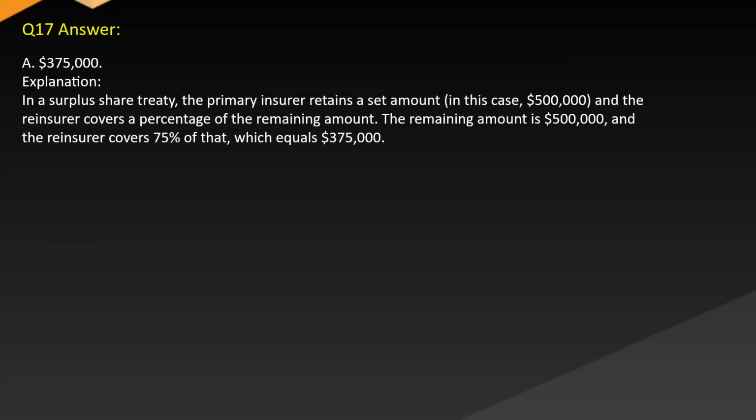Answer A. $375,000. Explanation. In a surplus share treaty, the primary insurer retains a set amount, in this case $500,000, and the reinsurer covers a percentage of the remaining amount. The remaining amount is $500,000, and the reinsurer covers 75% of that, which equals $375,000.